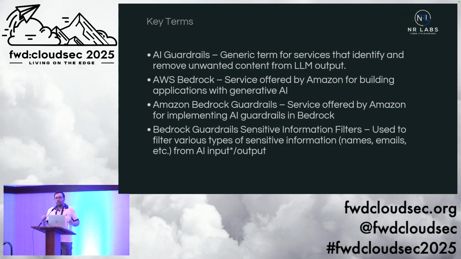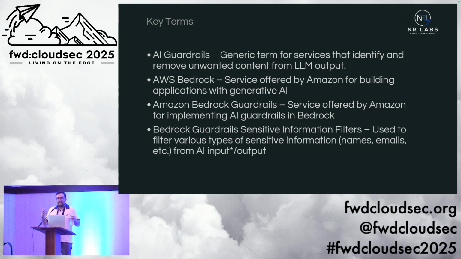Okay, so before we continue, I just wanted to give a few quick terms so we're all on the same page. AI guardrails is a generic term for a service that sits over the top of an AI service, and it monitors the output for anything that could be unwanted. A really good way to think of that is kind of like a WAF for a web application. It sits over the top, looks at all the traffic coming in, and tries to filter out anything it thinks might be malicious, or any output as well.